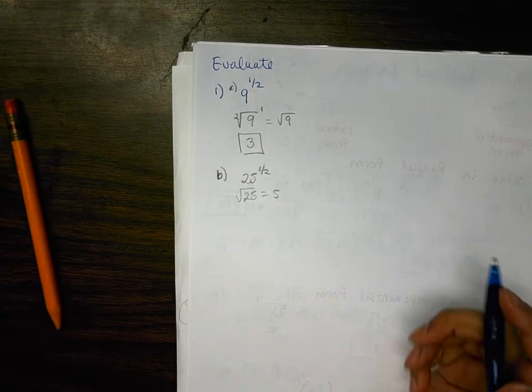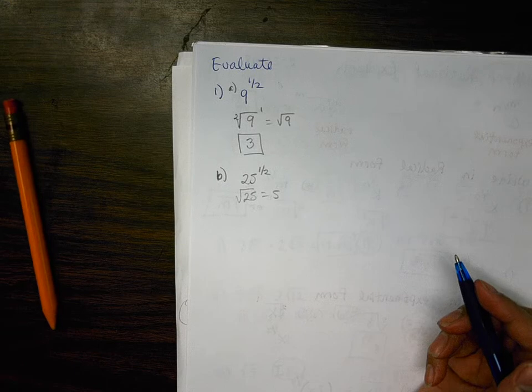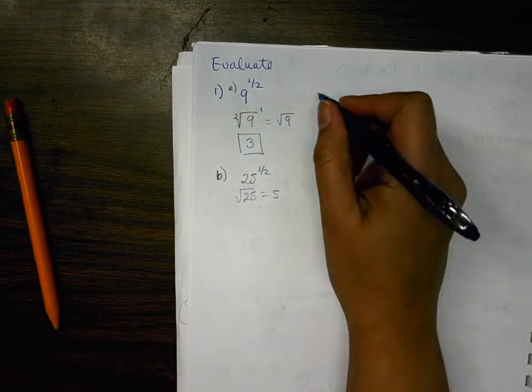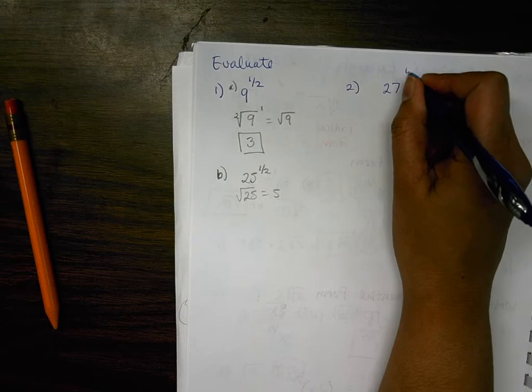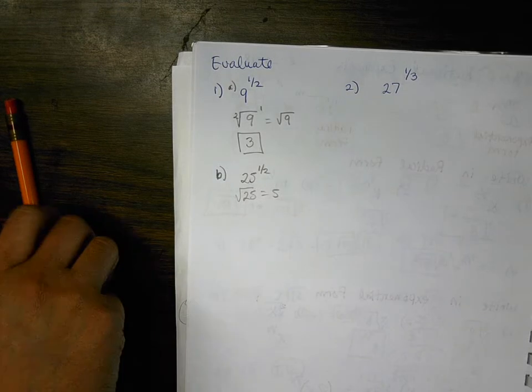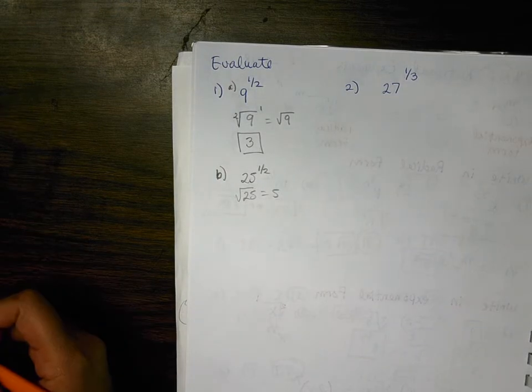Would that be the same thing if it was to be 1/3, we would cube it? Yes. Okay, we're going to do that next. She said, what if it was to the 1/3? So what about this? 27 to the 1/3. I am going to rewrite it, but can anybody do it in their head without rewriting?